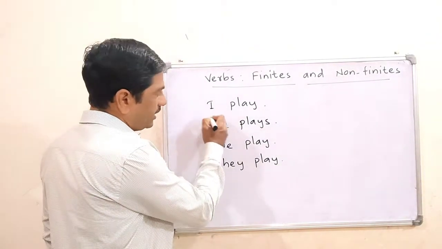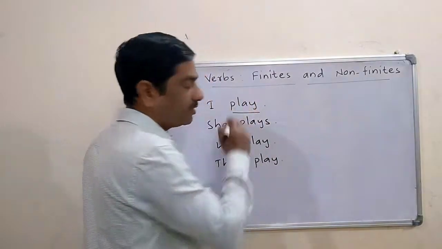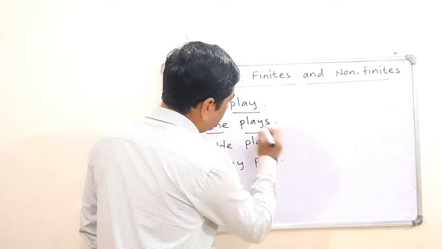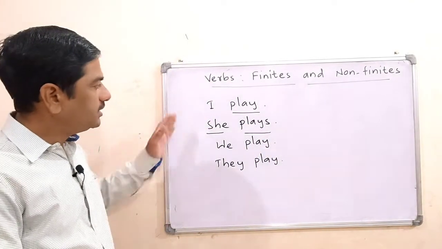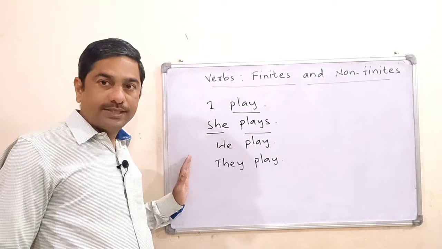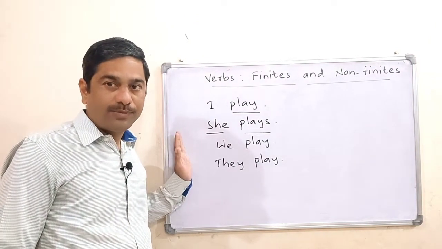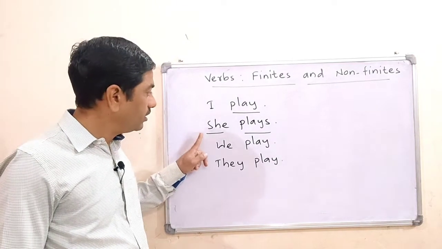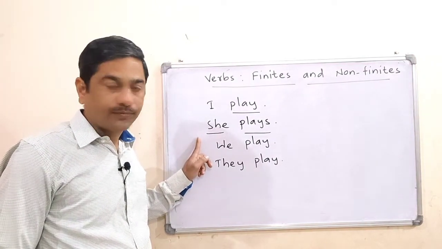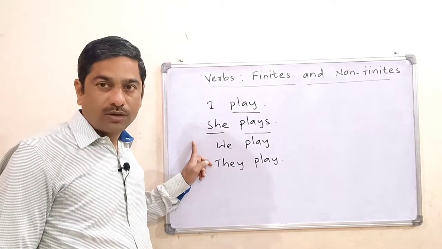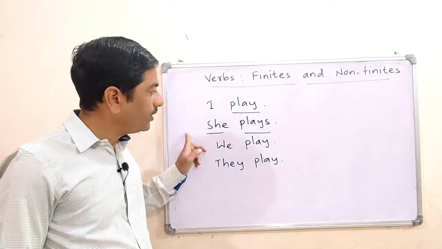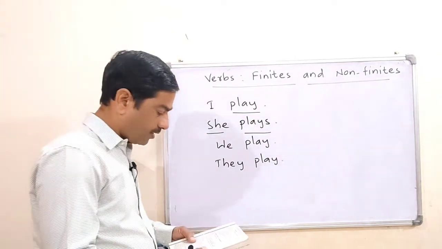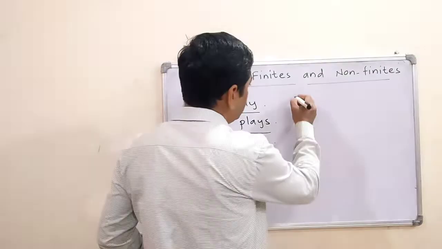If the subject is I, we have to make use of play, and if the subject is she, we are making use of plays, right? The tense is the same. In all these sentences, the tense is simple present tense, but we are using a different form for the subject she. If the subject is he, she, it, or a singular noun, we are making use of the s form of the verb. Now I will write here a few more sentences.